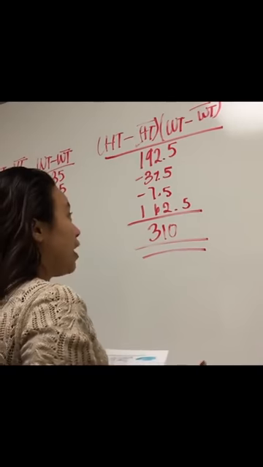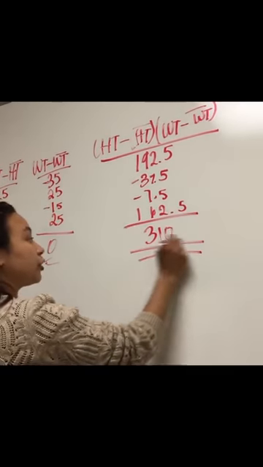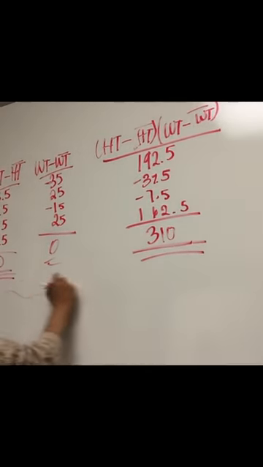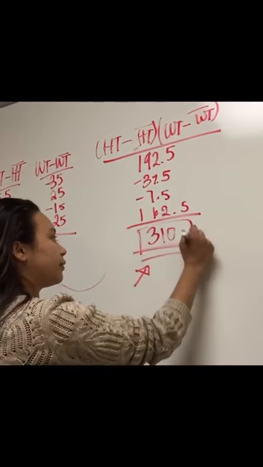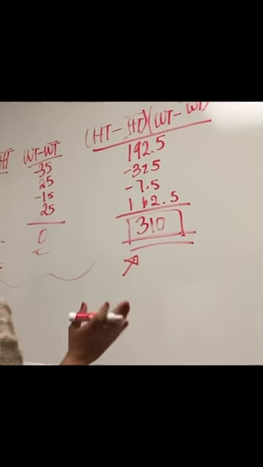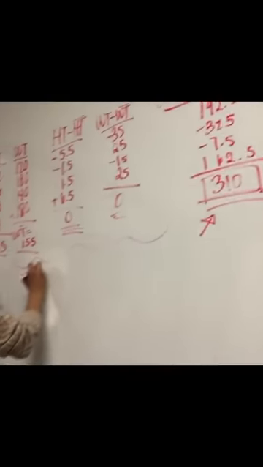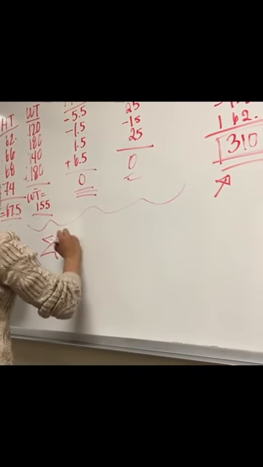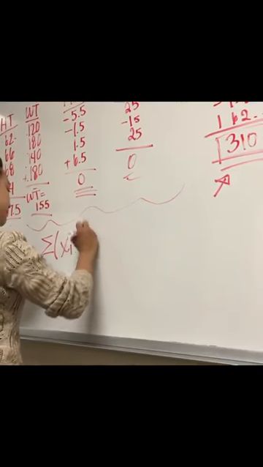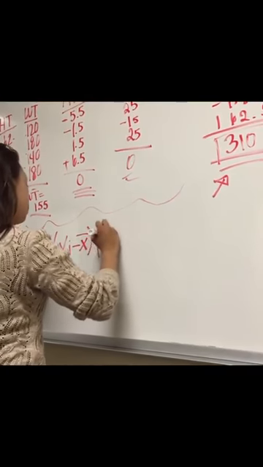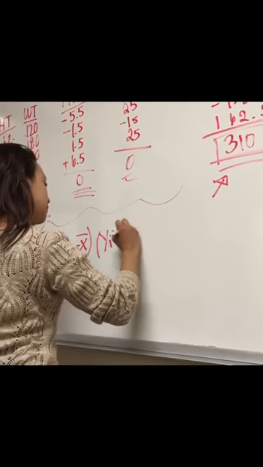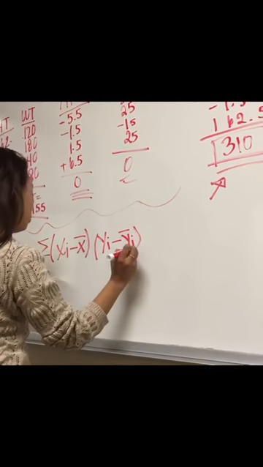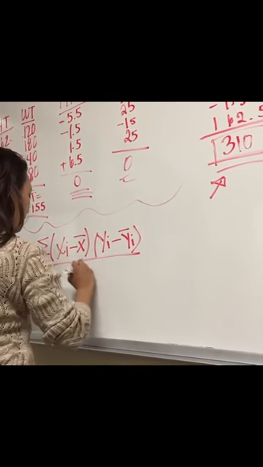Okay, so now we got the number. We did all of this to get to this. 310 is our number. Now, this is the formula for the covariance: the sum of xi minus the mean of x, times yi minus the mean of y, all over n minus 1.